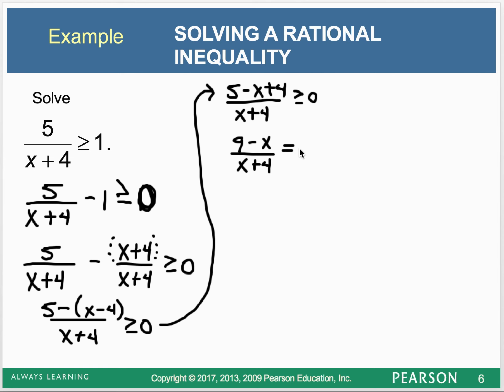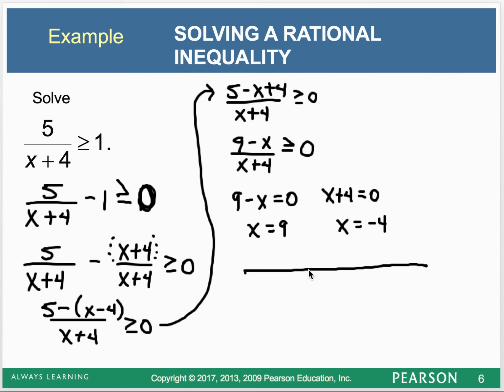At this point, I'm going to go ahead and make it an equation. It doesn't really matter on this one because I'm not factoring or anything. What I want to know is what makes the numerator 0 and what makes the denominator 0. So when is 9 minus x 0? When is x plus 4 0? If I add x to both sides, x is 9, or if I subtract 4, x is negative 4. That's going to give me my number line values.